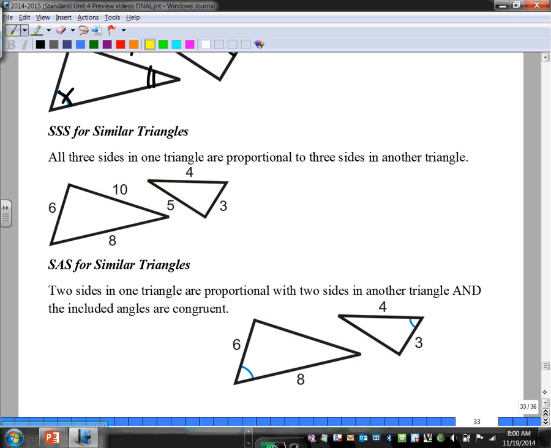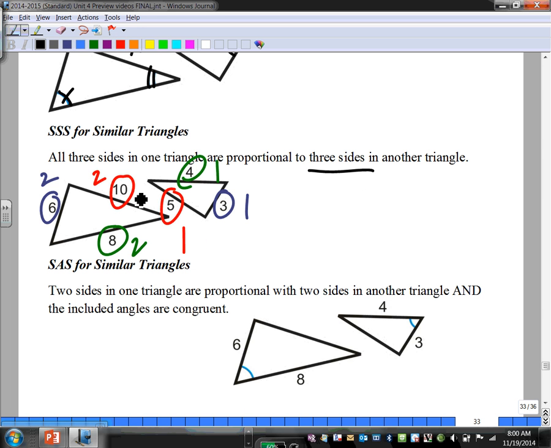Let's take a look here. Side, side, side. If we check our ratios here, let's go short to short. That's going to be a 2-to-1 ratio. Medium to medium, that is a 2-to-1 ratio, and then long to long, you see that's a 2-to-1 ratio, so my ratios are the same on all 3 sides. That's similar.